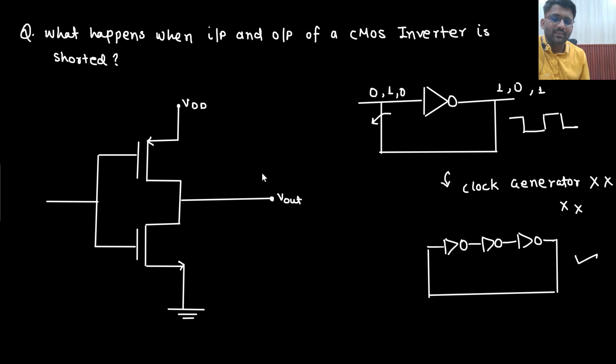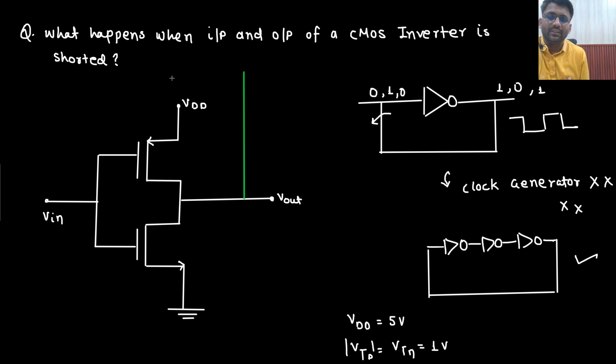For an easier explanation, we will take some assumptions: VDD is 5 volt, and the threshold voltage of PMOS and the threshold voltage of NMOS are both equal, both 1 volt. Understandable? Now this is your output and this is your input, and we are shorting both. So only one node would be there, no? In the GATE examination as well, this question has been asked. That's why I thought let's make a separate video. So both we are shorting here.